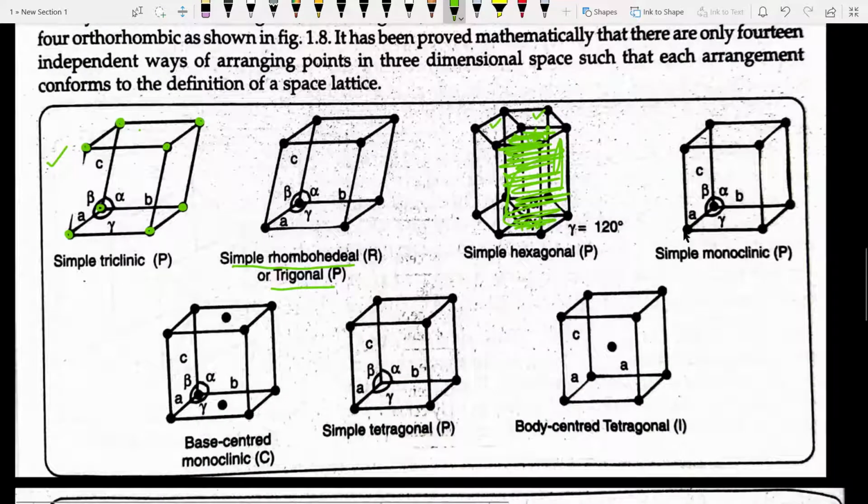So this is simple monoclinic with all the atoms at the corners. Base centered monoclinic has all the atoms at the corners and 2 atoms at the center of the base. This number 1, number 2. So these are 2 in number.